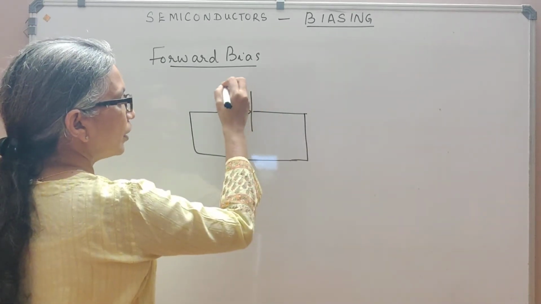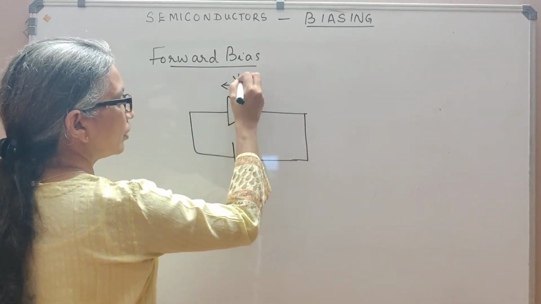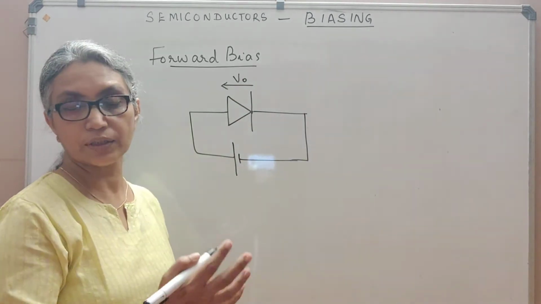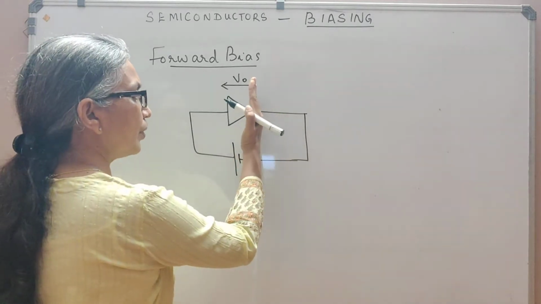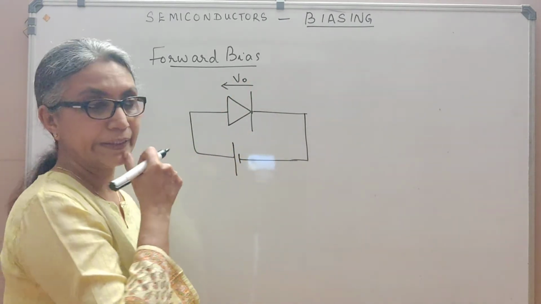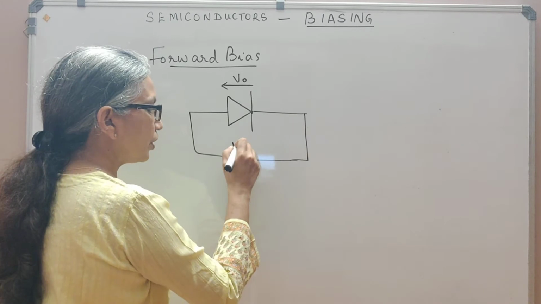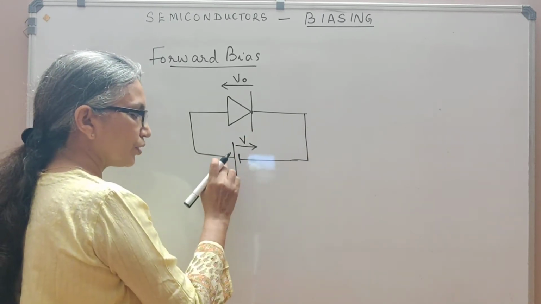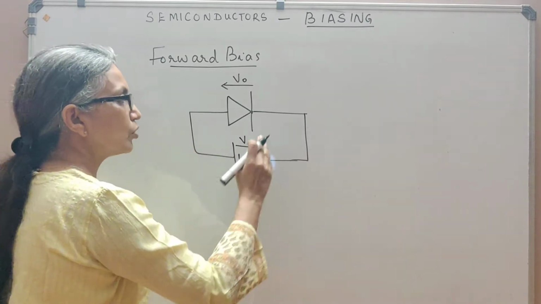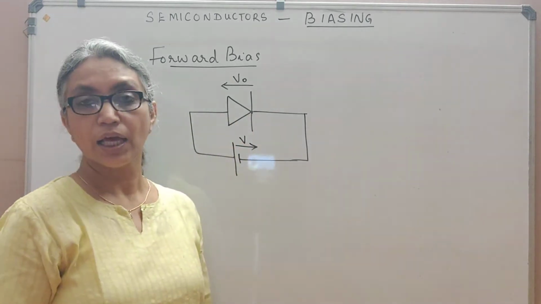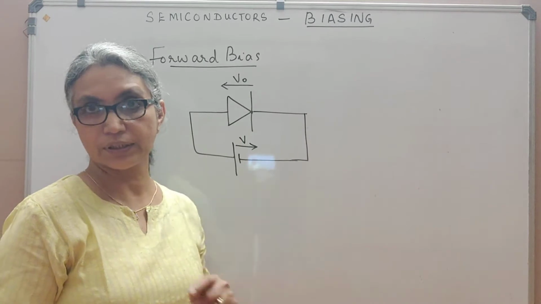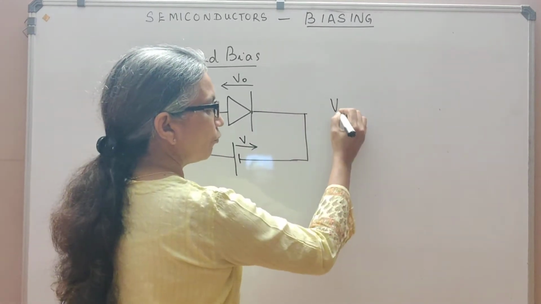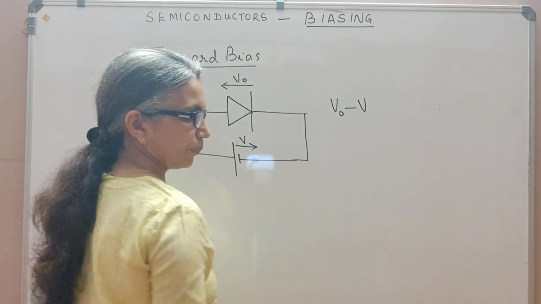Now the potential barrier is in this direction, right? This is the N side, this is the P side. You know that the electric field is from N to P. The applied voltage is applied in the opposite direction. You will see that the applied voltage, this is positive and this is negative. So the potential barrier and the applied voltage are opposite in direction, so that the net voltage across the barrier will now become V0 minus V.